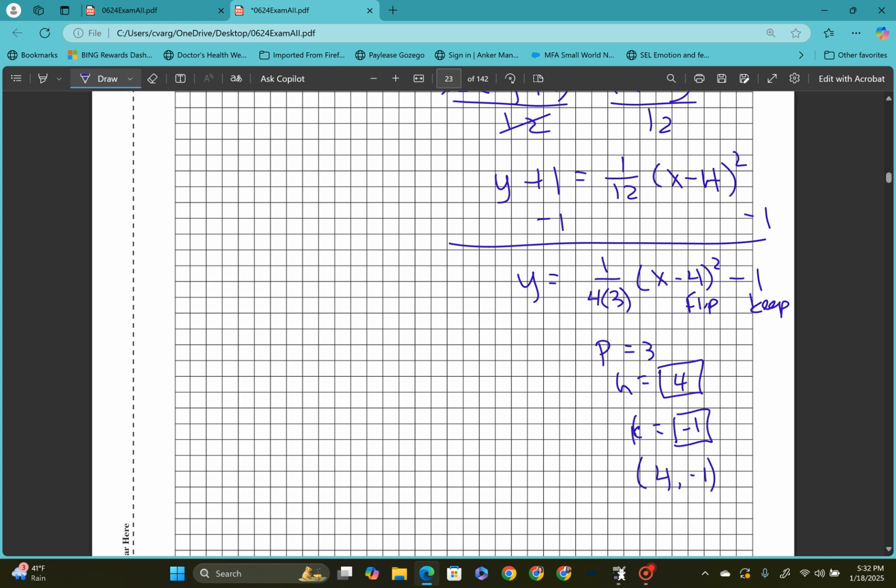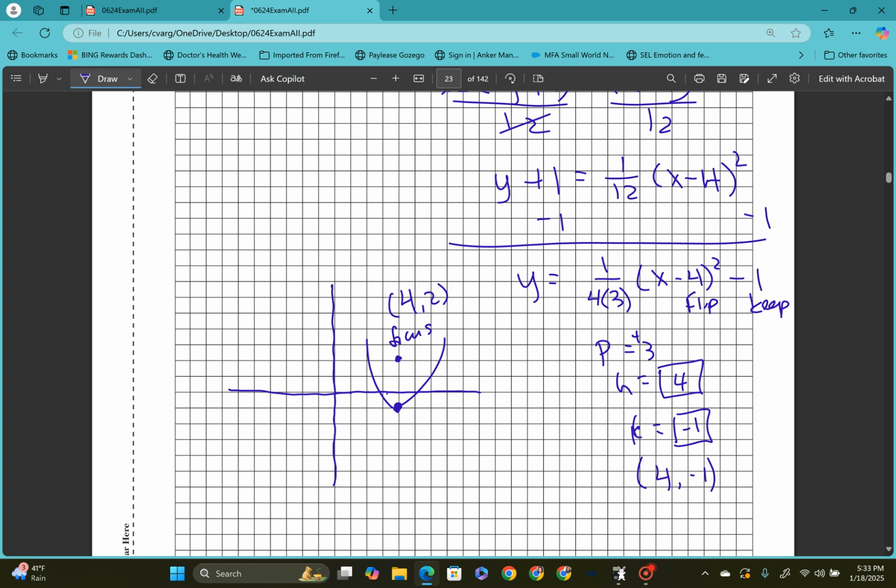Okay, so let me go ahead and graph what this is. That way I can see it visually. I will show you how to do this visually. So 4 comma negative 1: 1, 2, 3, 4, negative 1 right here. This is my vertex. I know that the focus is going to be 3 away. So now my p is positive, which means that my parabola is going to be facing up. It's going to be something like this. So 3 units away from here, 1, 2, 3, is going to be where my focus is. So my focus is going to be at 4 comma 2.